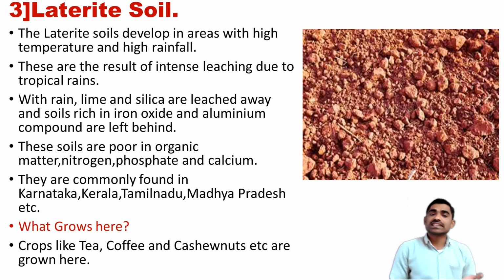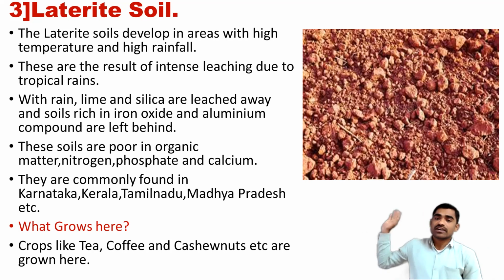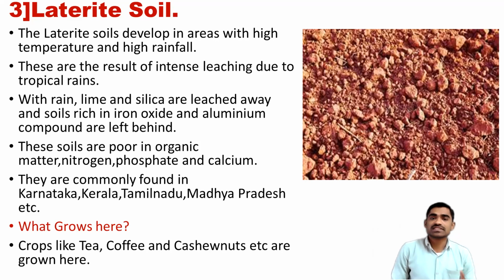Lime and silica are the two components which are leached away, and the soil becomes rich in iron oxide, and due to that we get the red color of the soil. Lime and silica are the two contents which get washed away with the rain, and what remains behind in the soil is iron oxide, due to which we get the red color. Aluminum compounds are also left behind, and you can say this laterite soil is rich in iron.